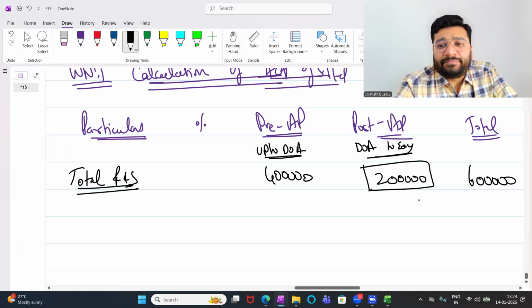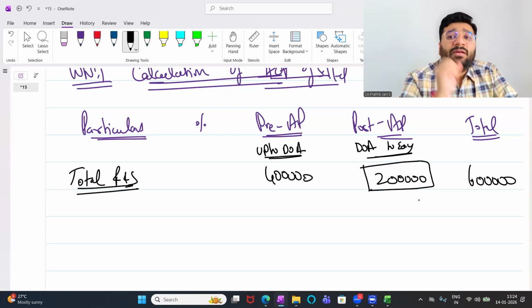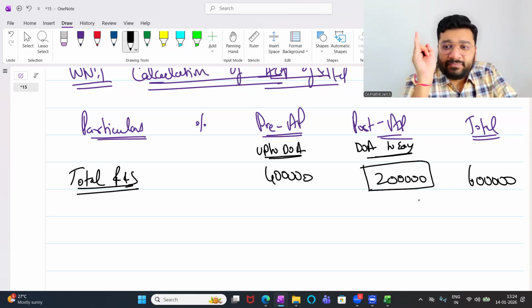Time adjustment. No. Add minus time adjustment. No time adjustment. Why? Time difference is not there. Time adjustment will come only when your opening date and date of acquisition both are different. Here, date of acquisition and the opening date both are same. No need to do time adjustment.